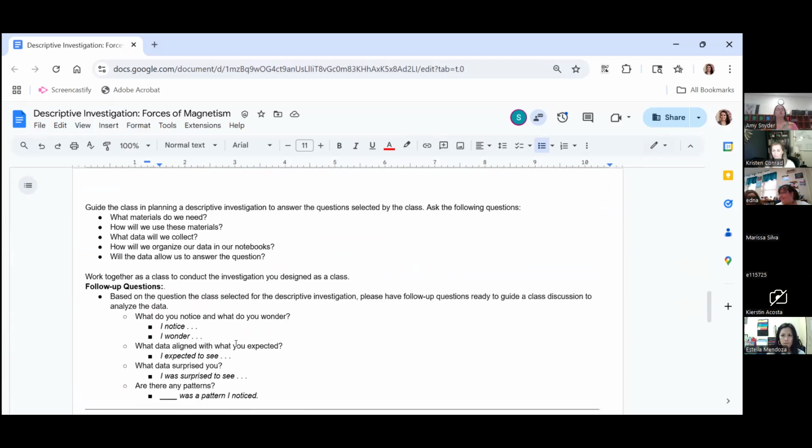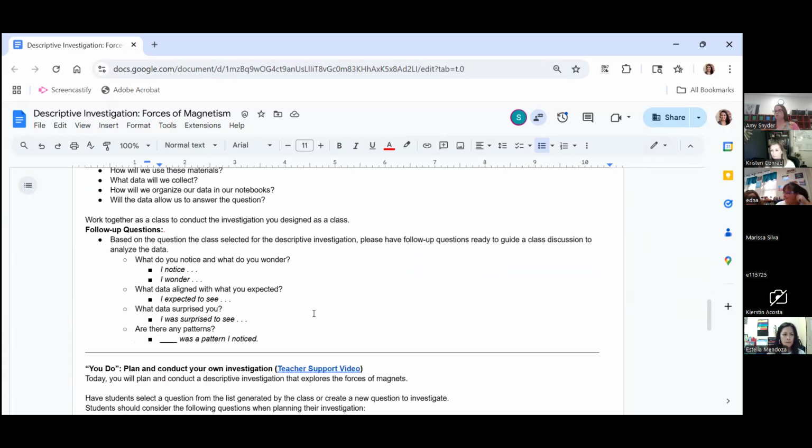So then you would carry out that descriptive investigation with your students supporting you. Whereas before you did all the talking and the leading and the chatting, and now you're going to bring them into that conversation of carrying out this investigation. Okay, so it's the gradual release piece of that. After you carry that out, there are some follow-up questions to share with your students.